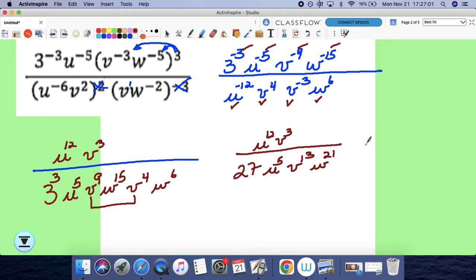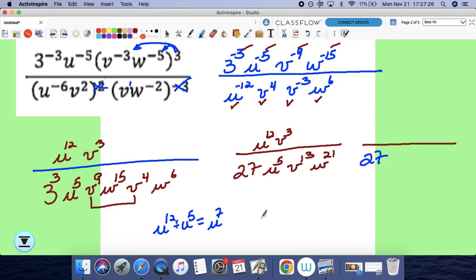I think we have one more step. We can simplify. 27 is going to do absolutely nothing, but u to the 12 and u to the 5th. So think about those two first. Think about what that is. So u to the 12 divided by u to the 5th. So one way of looking at it is this way. Keep the base, subtract the exponents. 12 minus 5 is 7. So I get u to the 7th.